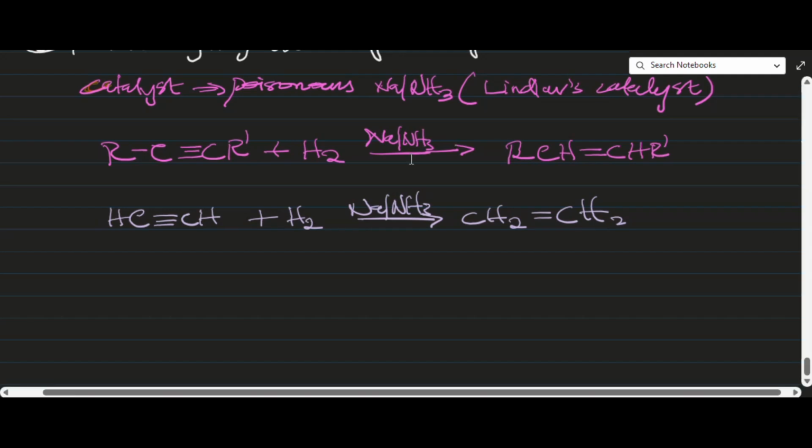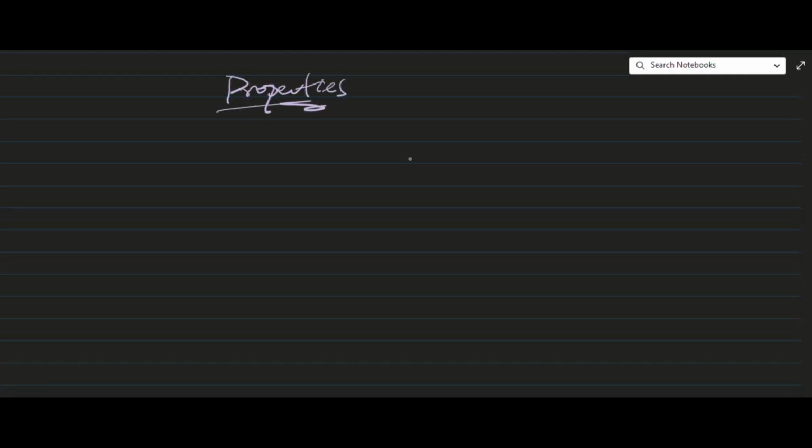So what are the properties of alkene? Let's look at the properties of alkene. Number one is their physical state. What do they look like physically? Just like alkanes, they are gases at a point, then liquid, and then solid at a point. So up to carbon 4, C1 to C4, they are gases. And then you have liquid and then solid.